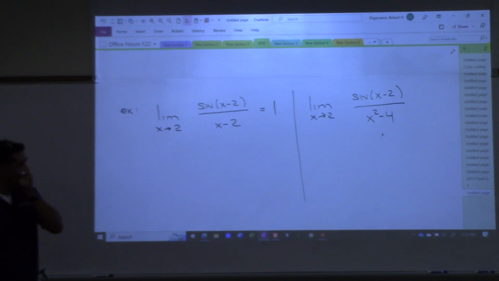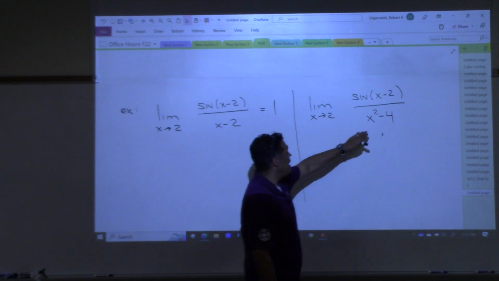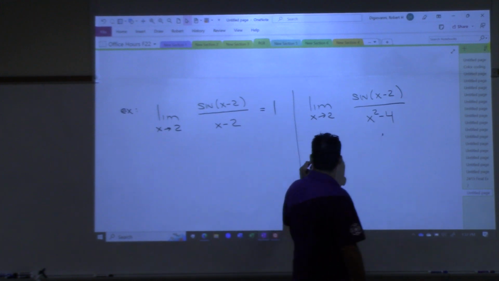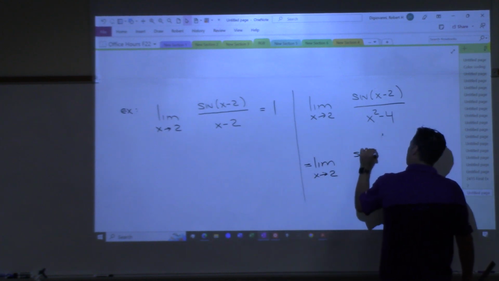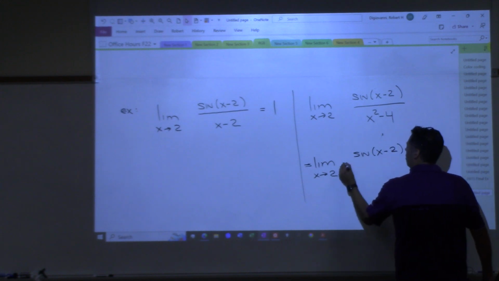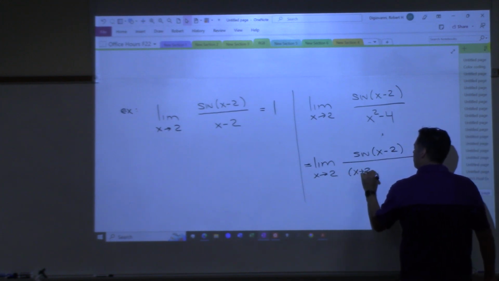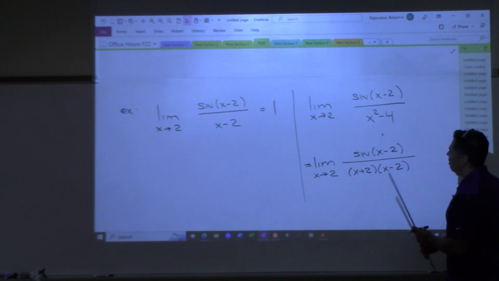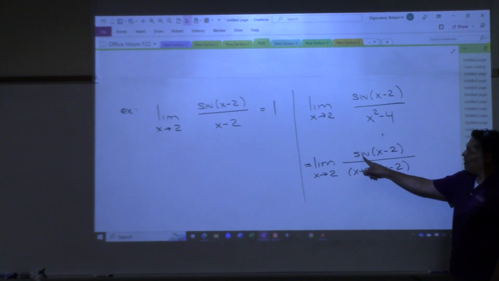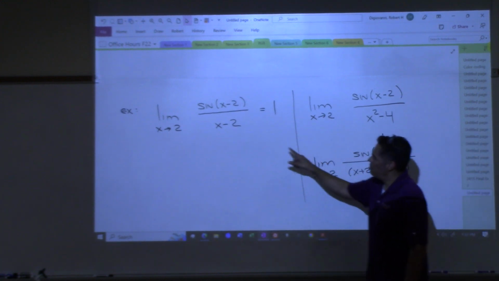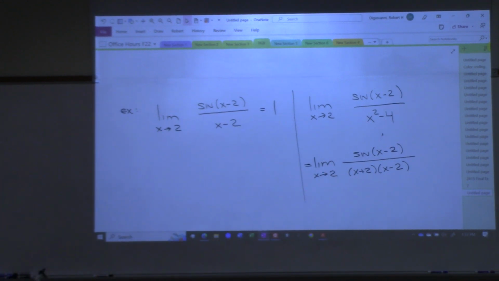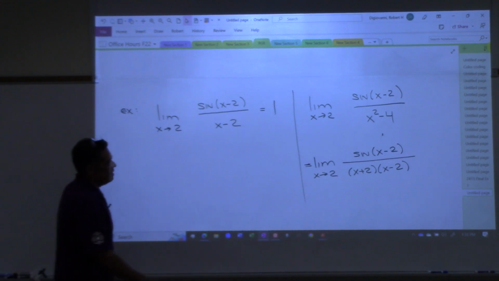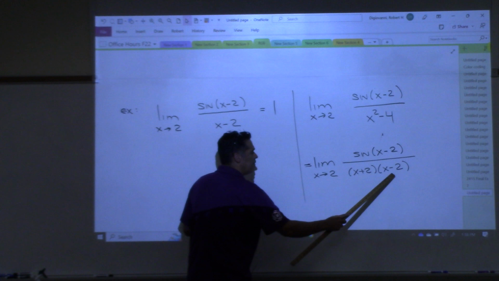What I can do, though, is realize that the denominator is a difference of squares. So I can rewrite this as sine of x minus 2 over (x plus 2)(x minus 2). I should tell you, I'm so sorry, I write my sines very quickly, and a lot of times it looks like an S and a W. That's actually S-I-N. But a lot of times I do it so fast I don't pick up my marker and it looks like an SW. So that's sine of x minus 2. I realize that the denominator is a difference of squares.